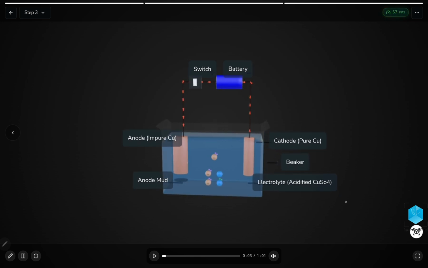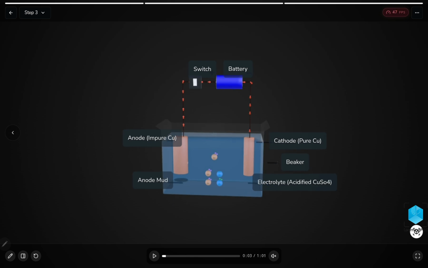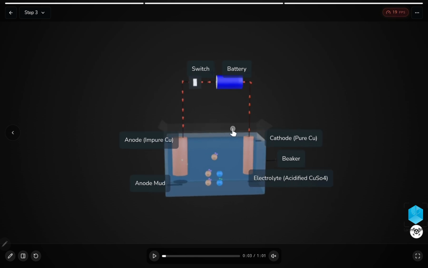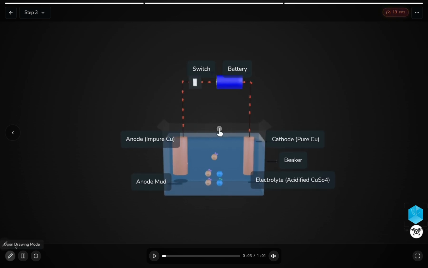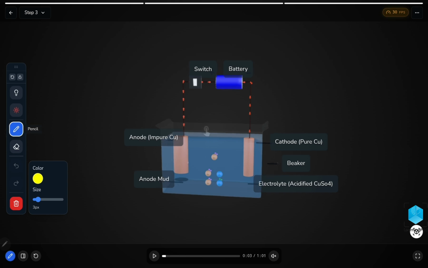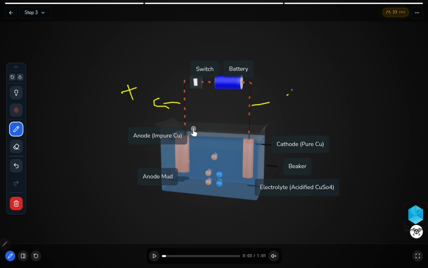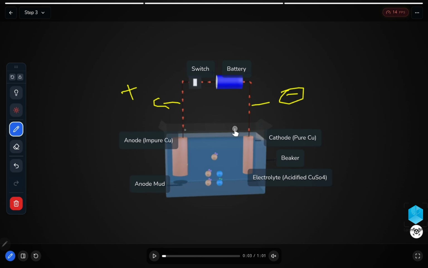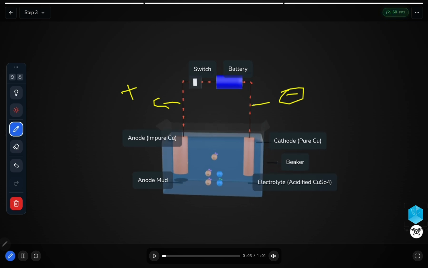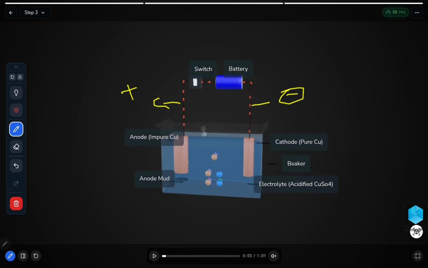Now you can see the setup, children. You can see in the model how the setup is. There is a tank in which two electrodes are connected to the battery. One of the electrodes is connected to the positive terminal and the other electrode is connected to the negative terminal. Now here you can see this is the positive terminal, and this is the negative terminal. The red arrow marks show how the current is passing from one terminal to another. So this is the anode and this is the cathode.